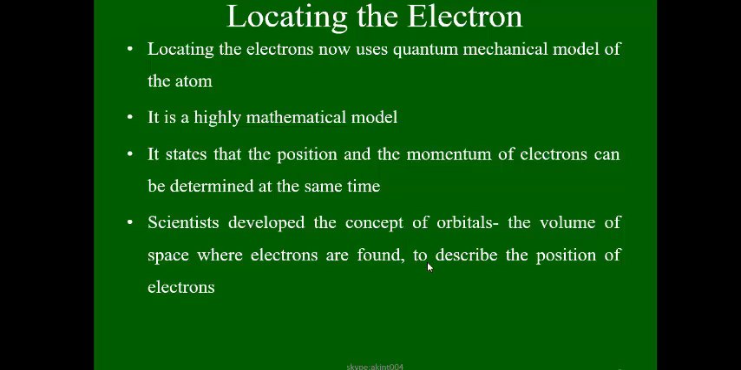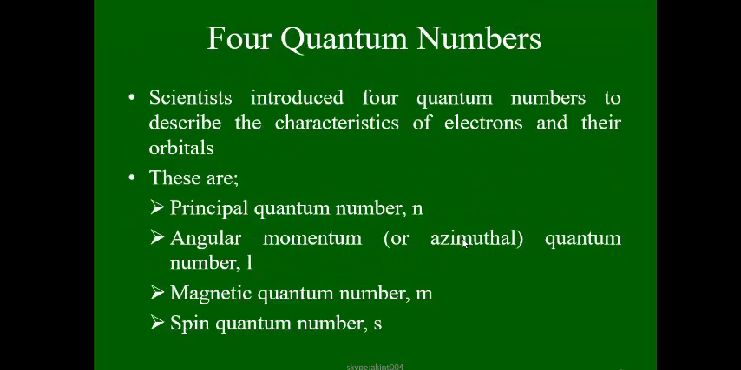Scientists developed this concept of orbitals because we said last week that the electrons are revolving around the atom, which is partially correct, not completely correct. They are moving around the nucleus of the atom, but at a particular location called the orbital. Those orbitals are the volume of space where electrons are found. You cannot just locate an electron anywhere outside the nucleus. That is what this statement is telling us: there is a particular place where electrons are found, and all those places are called orbitals.